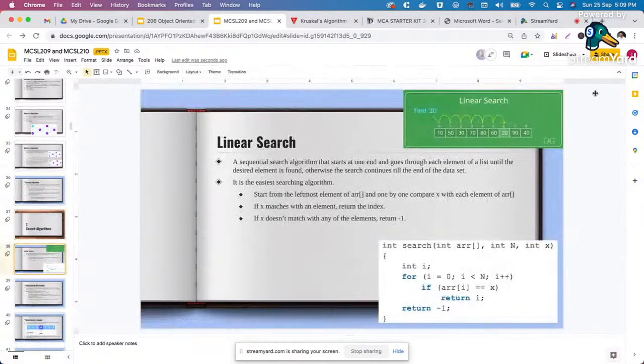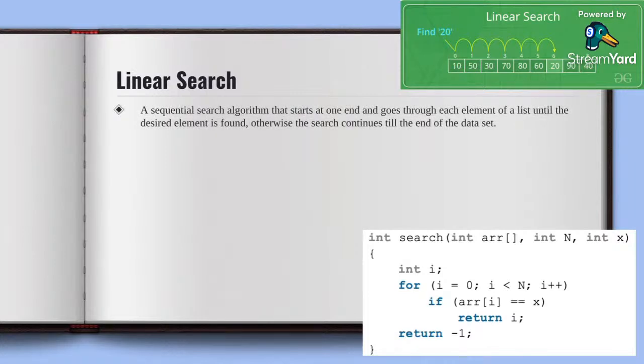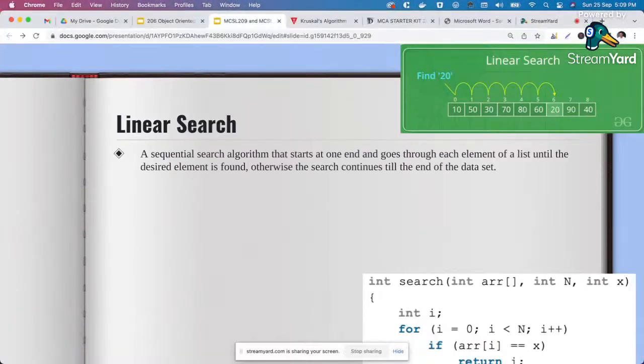Now we go to search algorithms. Linear search is the easiest one. Just basically going from one element to another and searching for that element till the end of the list. So the sequential search algorithm starts at one end, goes through each element of a list until the desired element is found. Otherwise, the search continues till the end of the data set.